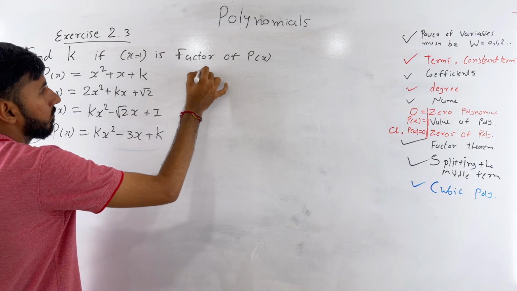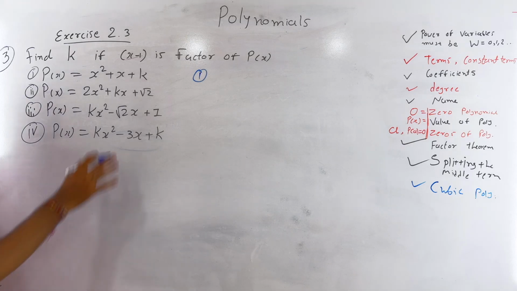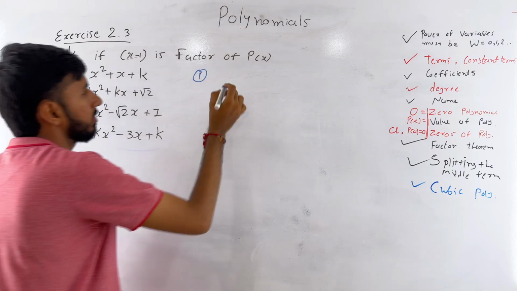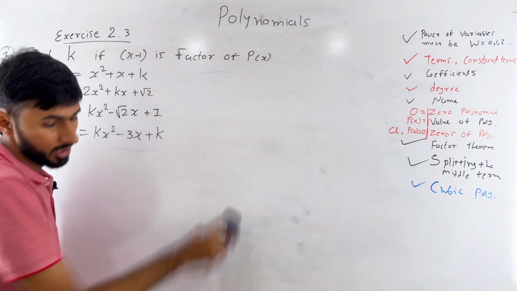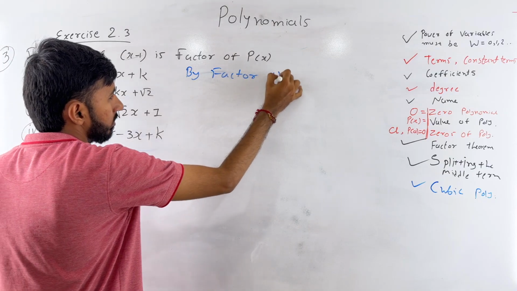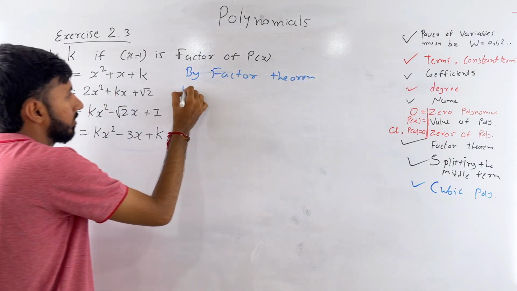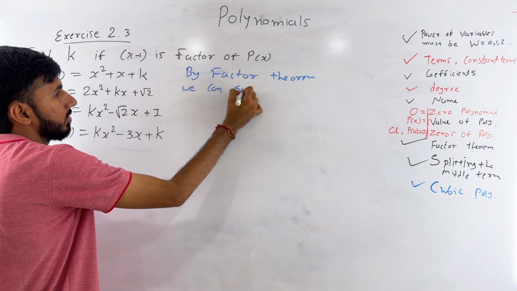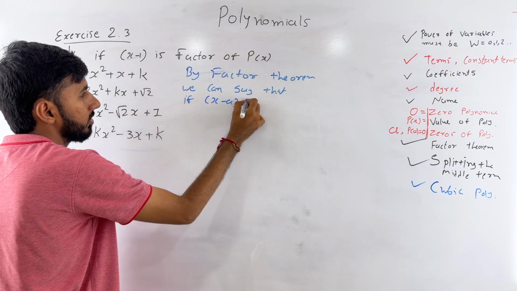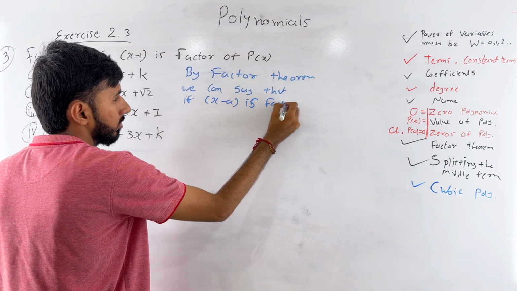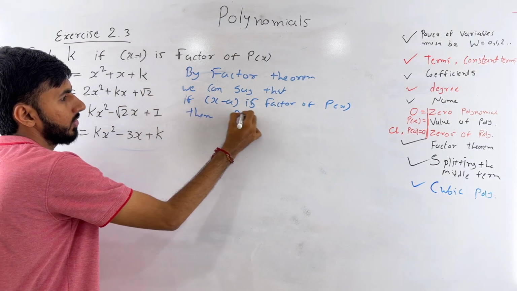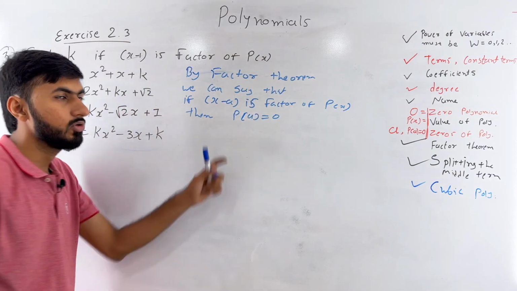Now for the first one, by the factor theorem, we all know that if x minus a is a factor of p(x), then p(a) is equal to 0, right? Let me write it so you get it properly. By the factor theorem, we can say that if x minus a is a factor of p(x), then p(a) is equal to 0. So we will use this.